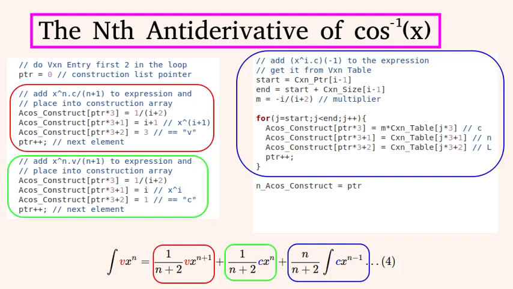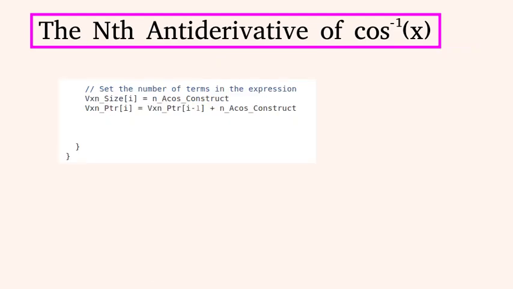We'll copy the number of terms there are in the expression into this variable. We'll simplify this expression. I've discussed these functions in previous videos about similar topics. We'll still have to copy this expression from the construction array where it is now into the table. We'll set these pointers first. Then we'll copy all of the data into the table. Then we'll increment the number of antiderivatives in this table.